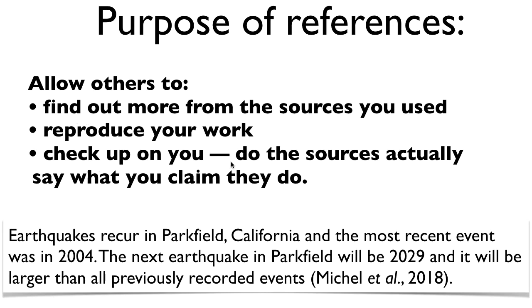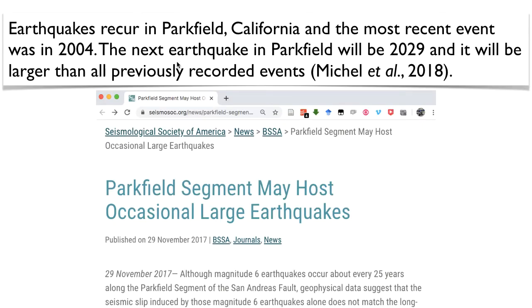When we do that, though, let's see if we can accomplish our purposes. Can we check up on what the sources actually say? So the statement's down here. If we look at this now, the next earthquake in Parkfield will be in 2029, and it will be larger than all previously recorded events. So when we actually look at the actual source, it says Parkfield segment may host occasional large earthquakes. May host occasional large earthquakes. That's different than all previously recorded events are going to be smaller. And when you look here, it's earthquakes occur about every 25 years. That's different than saying 25 years more than 2004. So this statement up at the top, totally and completely false.